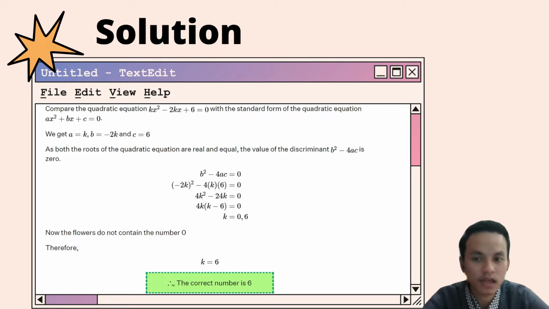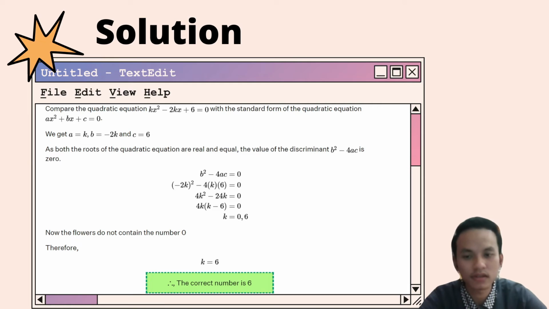So the type of roots is real and equal because the value of the discriminant is 0. So that's all from me. We will move to the next subtopics. Thank you.